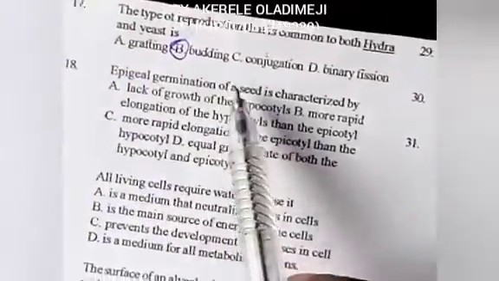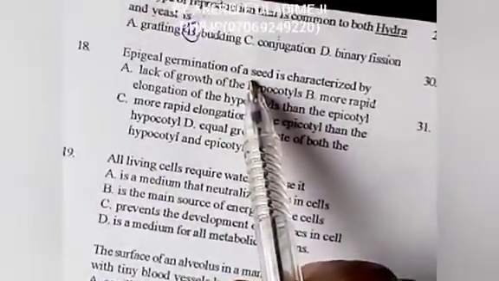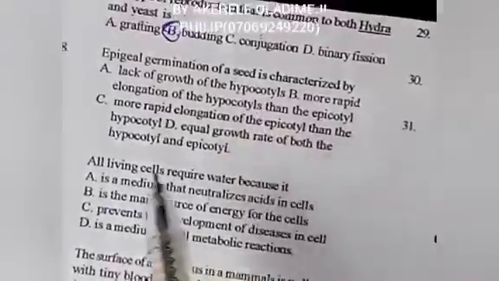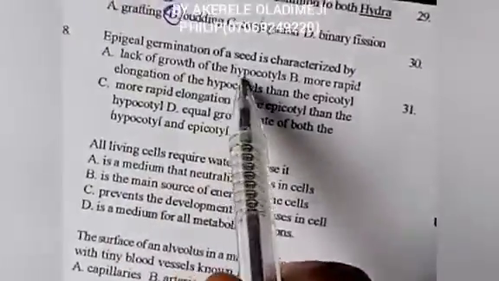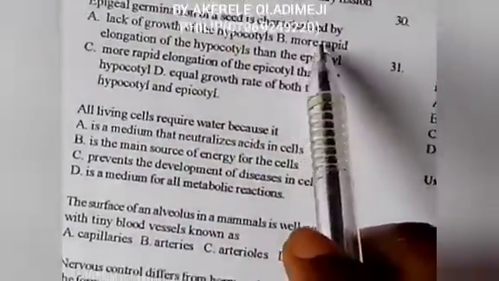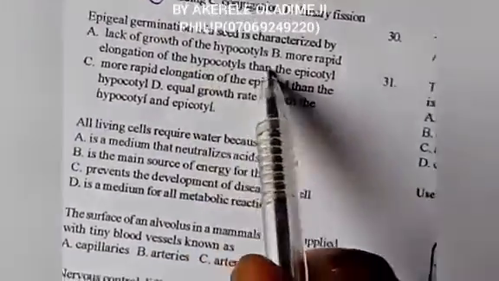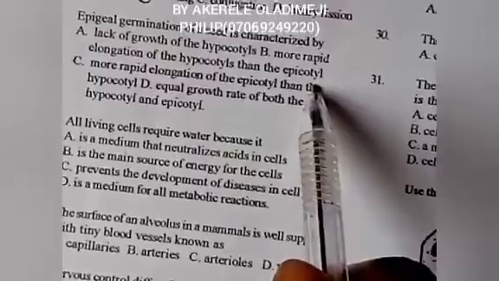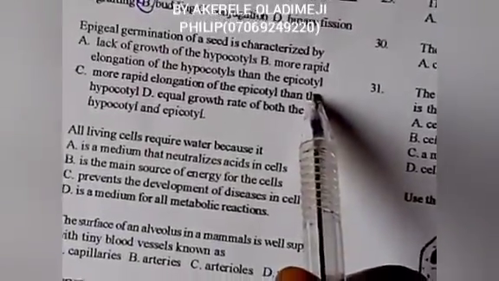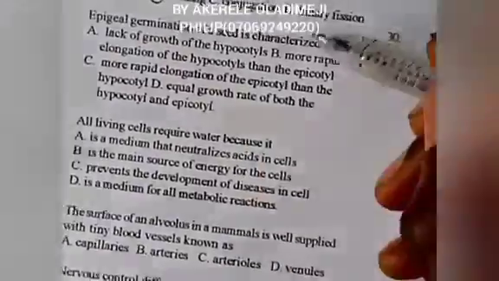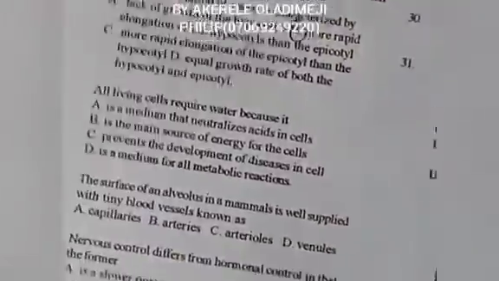Epigeal germination of a seed is characterized by what? Lack of epicotyl? Of course, that's not what it means. More rapid growth of hypocotyl than the epicotyl. That is the correct answer. Now, let me quickly explain something to you. It's a key. This is the answer. Answer is B.